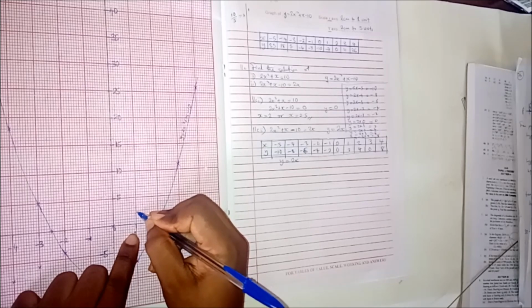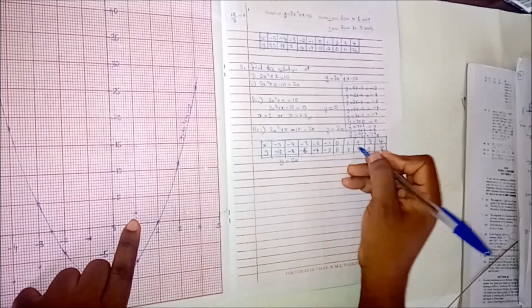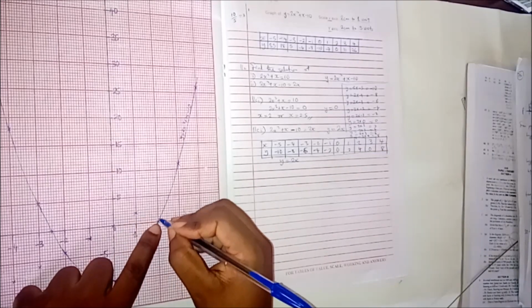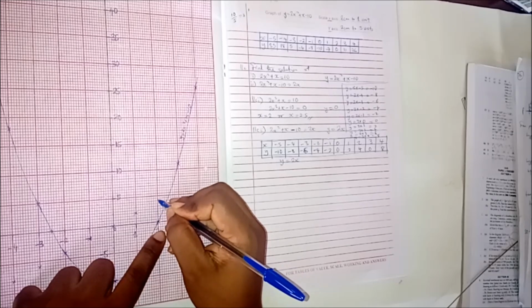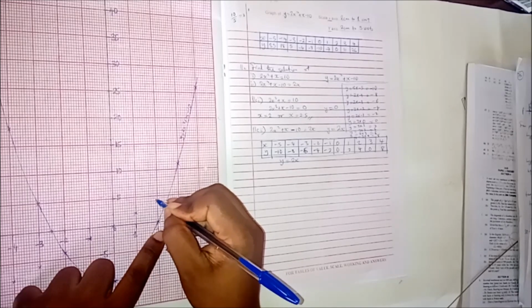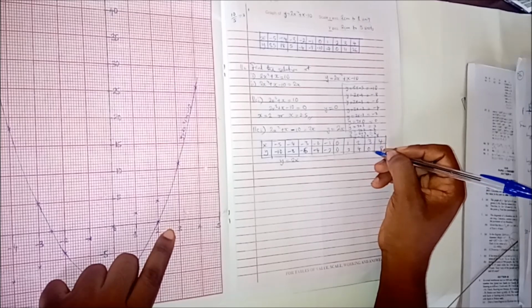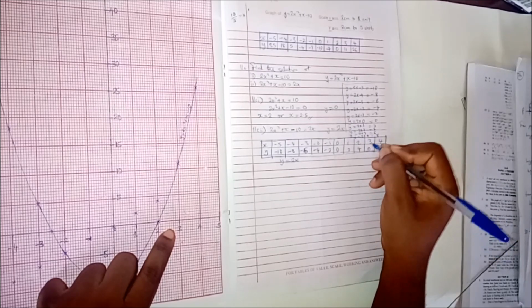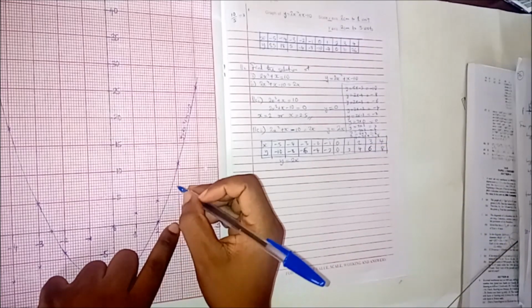So we're going to have it here. X is 1 and y is what? 2. And when x is 2, y is 4. So if this is 2, this will be 3 and this will be 4. So y is 4 here. The next one, when x is 3, y is what? This is 6. When x is 3, y is 6.